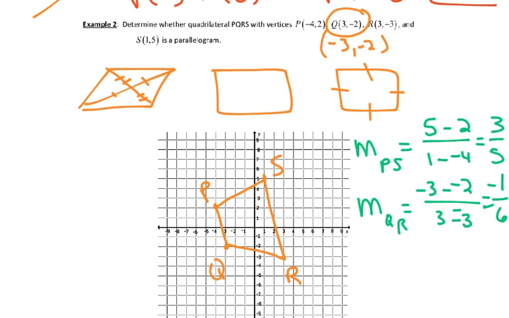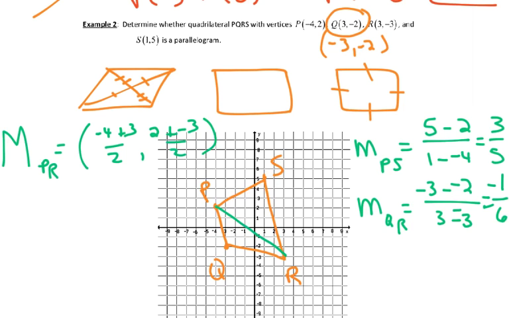In order to be a parallelogram, the diagonals would have to bisect each other. That means that the diagonals would have the same midpoint. So if I find the midpoint of PR, the midpoint of PR would have to be, let's see, negative 4 plus 3 over 2, and 2 plus negative 3 over 2. So its midpoint will be at negative 1/2, negative 1/2.